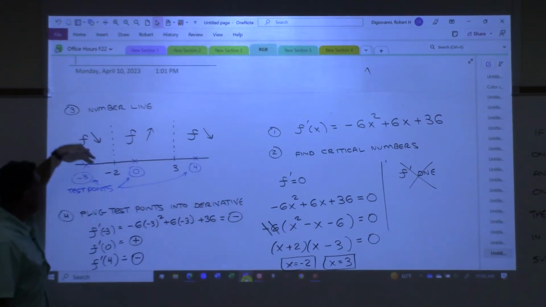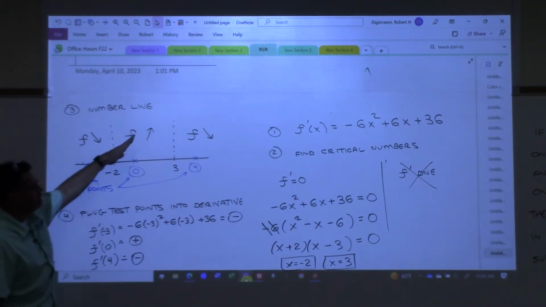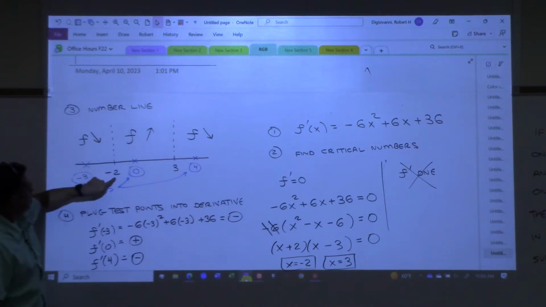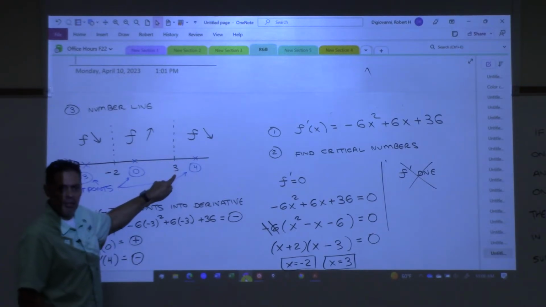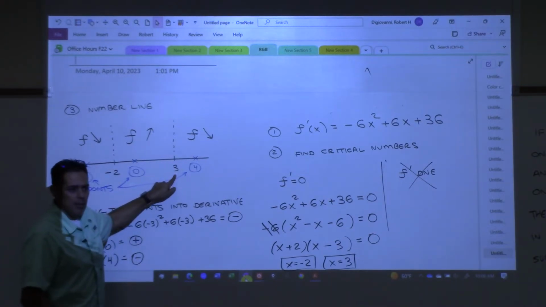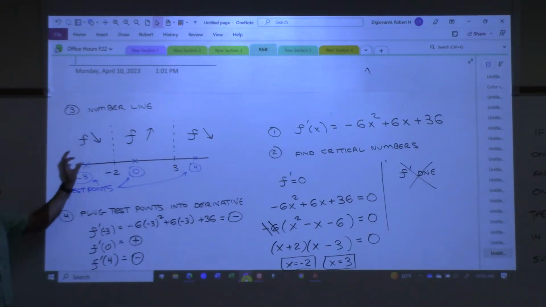Do y'all see what's happening here then at -2? I should have what there? A local min should be happening here, right? And then it goes up and then down, up and then down, right here. At 3, I should have a local max, right? So this little chart, table, whatever you want to call this, answers part A, B, and C. All of it is answered with that picture right there.